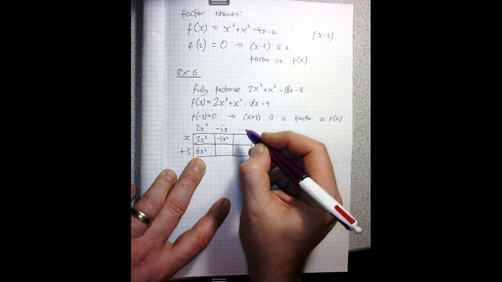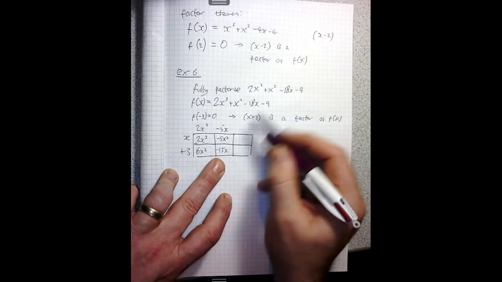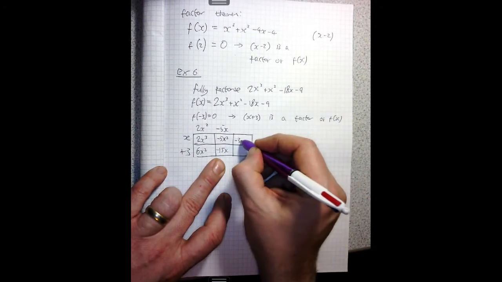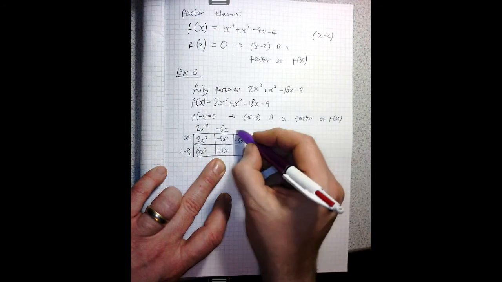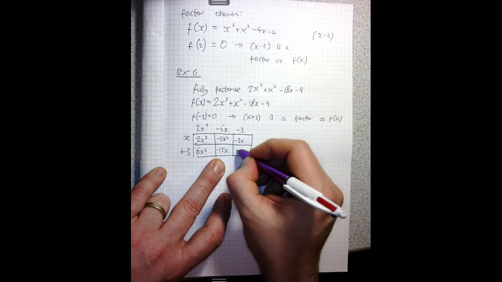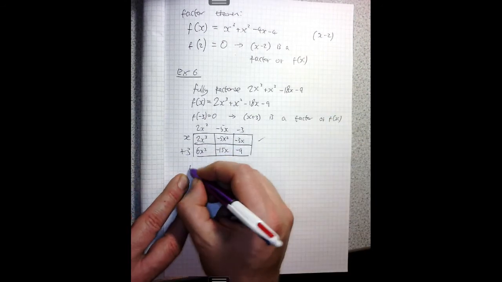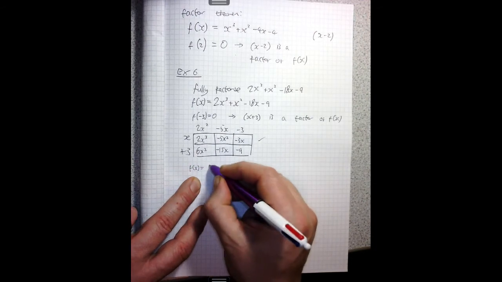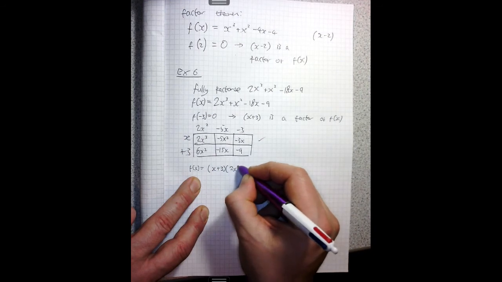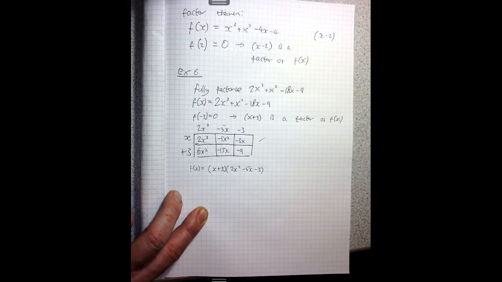X. That must be minus 15x. Don't want minus 15x, I want minus 18x. So take away 3x. And minus 3 times 3 is minus 9. Well, that's good. No remainder. So f of x equals x add 3 multiplied by 2x squared minus 5x minus 3.